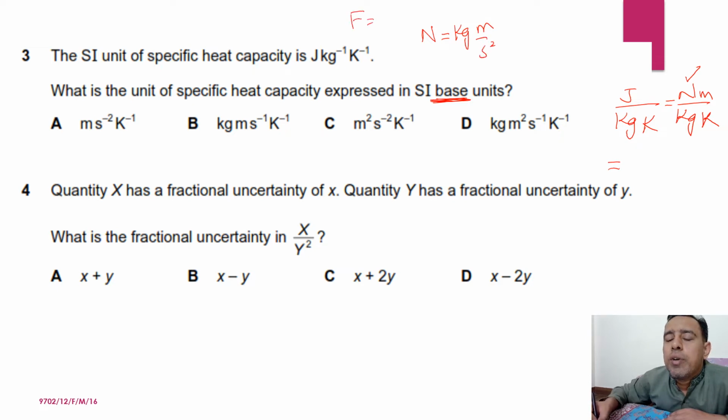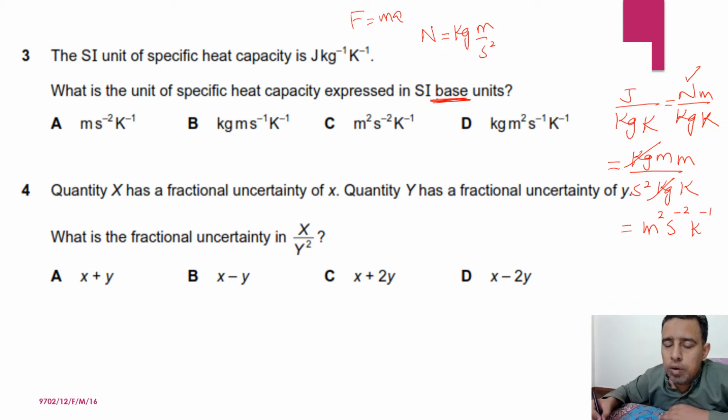From F is equal to ma, you know it. So Newton is kg meter per second square. This meter is here and kg and Kelvin are going to divide. So this is kg meter square. The kg is cancelled with the kg, so it is written as meter square, s to the power minus 2, and K inverse. So option C is correct. This is the correct option. Done with 3. Now moving towards 4.